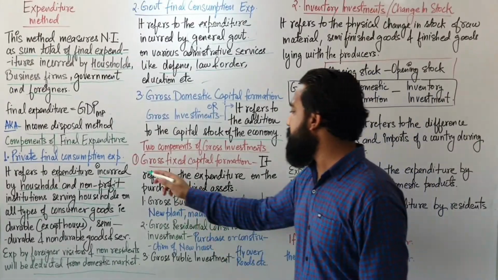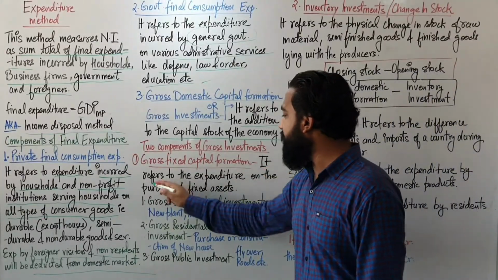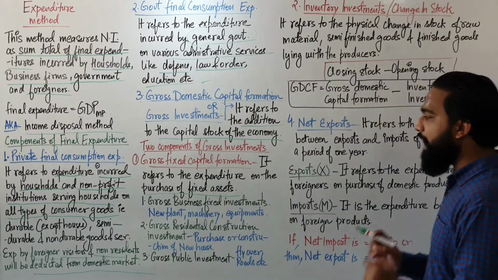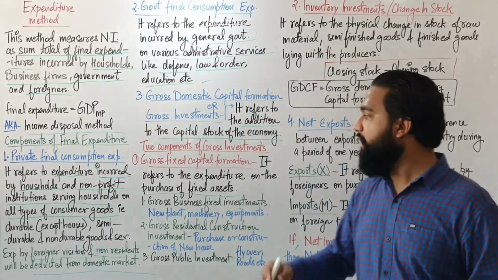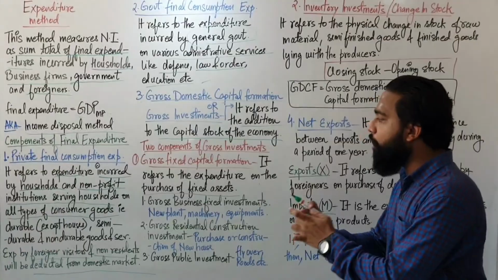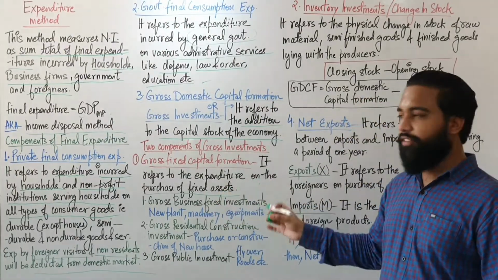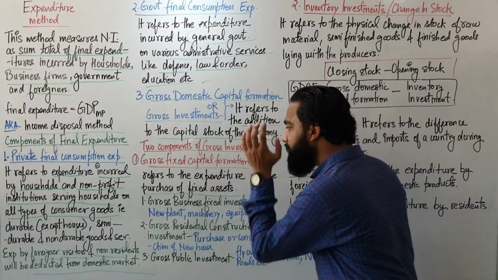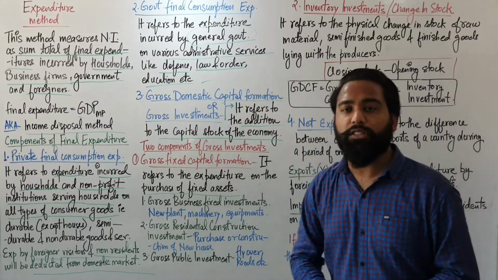The first component is gross fixed capital formation. It refers to the expenditure on the purchase of fixed assets. Whatever expenditure is being done on the purchase of fixed assets, that will be included in the gross fixed capital formation. You all know what fixed assets are. And this gross fixed capital formation is a part of gross investment.